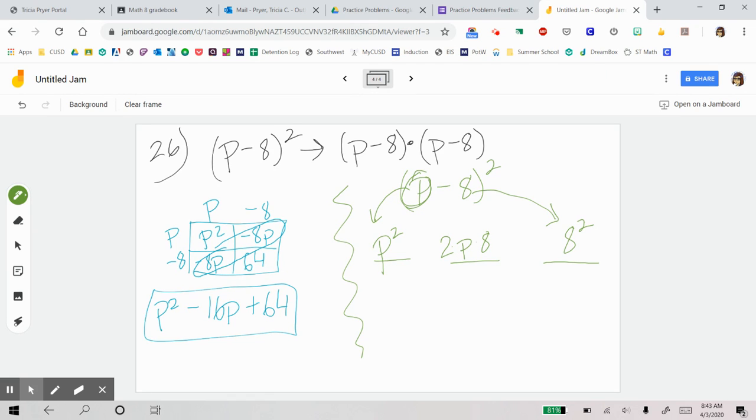Okay? The signs, since this is a negative sign right here, that means that the middle term is negative, and then this one is always a plus sign. So then when we simplify, you get p squared minus 16p plus, oh, whoopsies, thinking about the number 8. Okay, plus 64. P squared minus 16p plus 64. Two different ways will get you the same answer. So whatever way you are most comfortable with, okay?